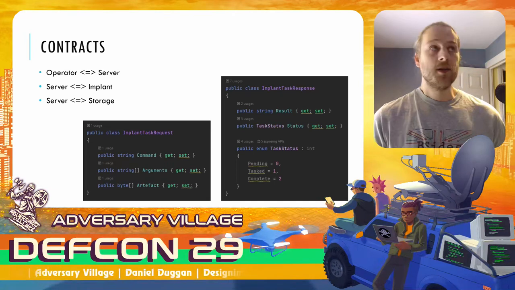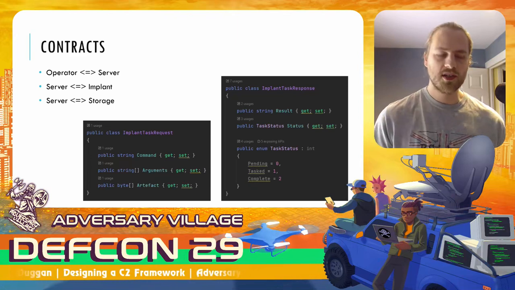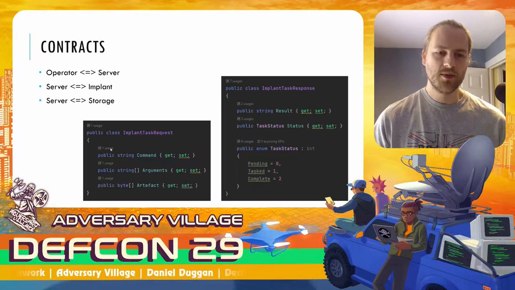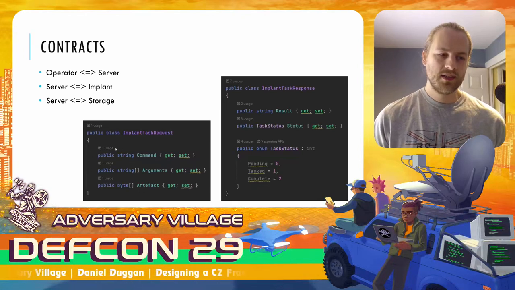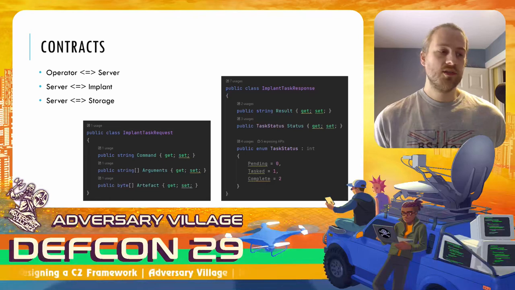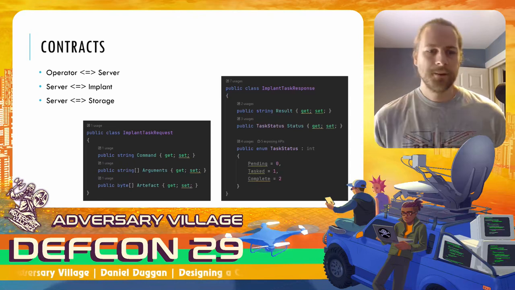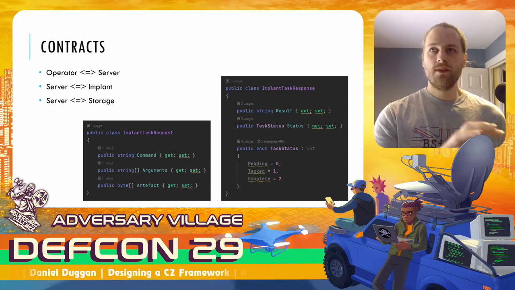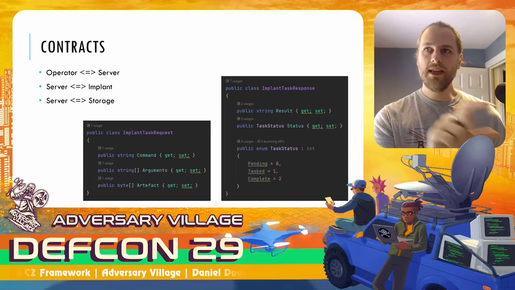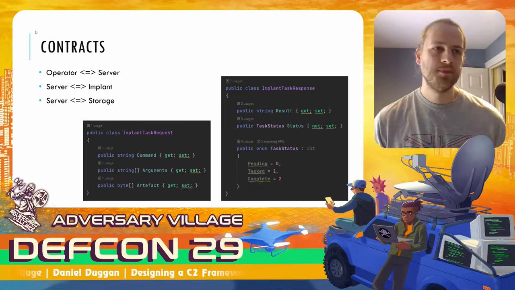And you're going to find that if you're using something like Entity Framework for storage in C Sharp, you have to decorate your classes with all sorts of things. You have to have attributes on your properties that define the primary keys and stuff. And that information just doesn't need to be coming back to the operator. It doesn't need to be going to the implant. So at every point, you have to translate each model to a different model and then pass it along the chain.